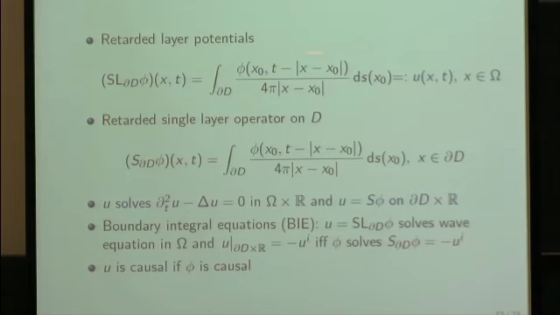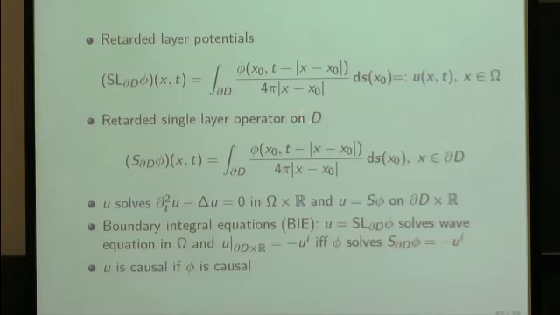So here's the retarded single layer potential in the time domain. It takes a density phi, which lives on the boundary of the object and also has a time variable. So the first variable is space, the second is time. This is the retarded potential in time. I call that U on that slide. The potential is evaluated for points x outside the scatterer, in the complement of the scattering object. If you restrict that function to the boundary of the object, you get back the retarded single layer operator.